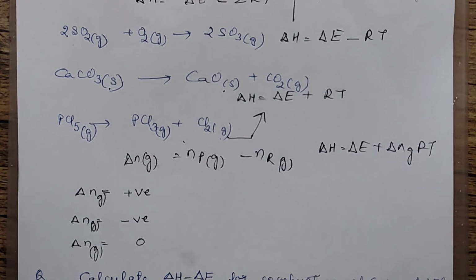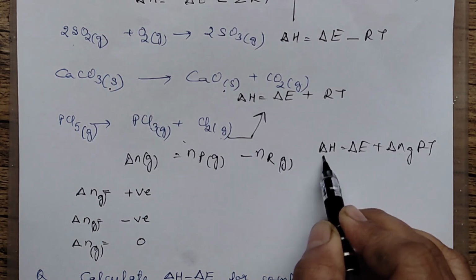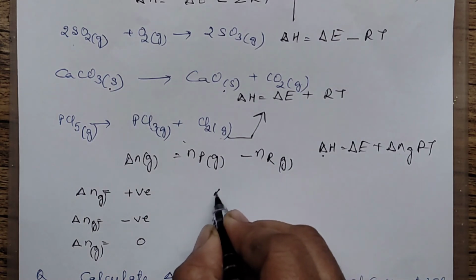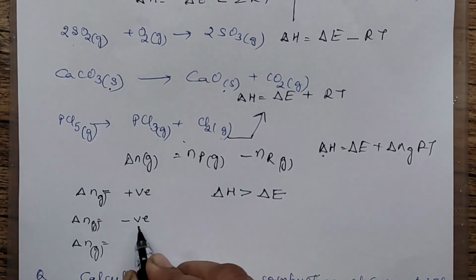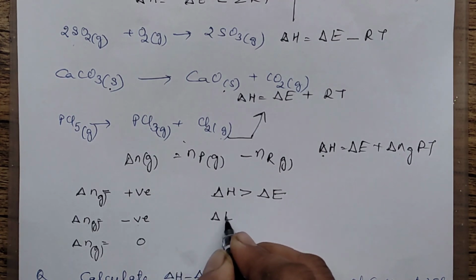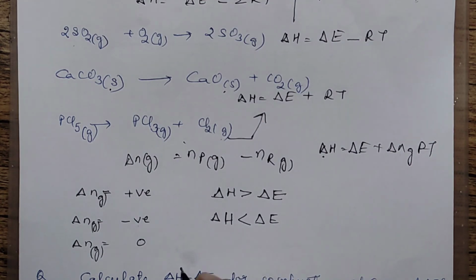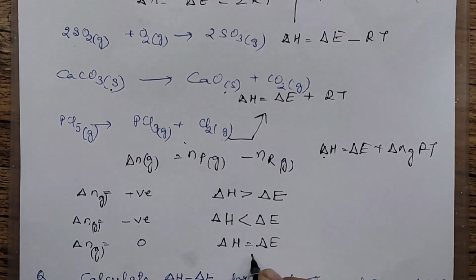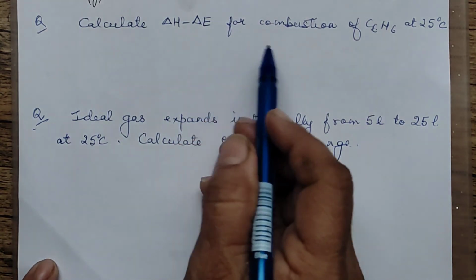Okay. So if delta Ng is positive, this value is positive, means you are adding something to E to make it equal to H. That means in this case we can say delta H is greater than delta E. If you have delta Ng negative, you will have the reverse. Delta H will be less than delta E. If you have delta Ng 0, then you will have delta H equal to delta E. Means the enthalpy change will be equal to the internal energy change in this case. Clear?